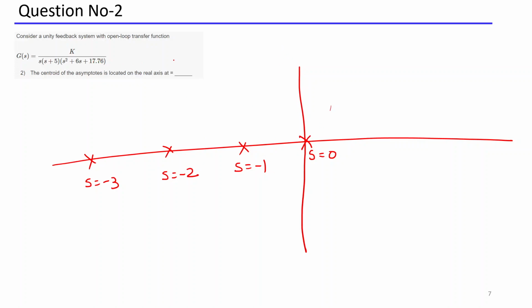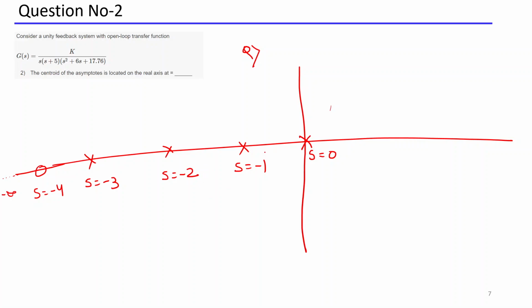Forget about question number 2. Let's put a question like this. I'm just drawing a root locus pole location only. If you want a zero, then you can put a zero at s equal to -4. And from -4 to minus infinity, nothing is there.